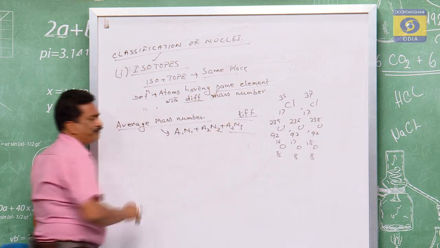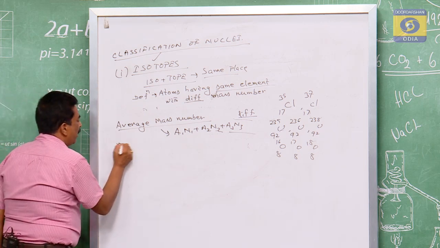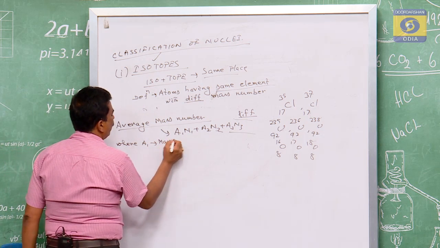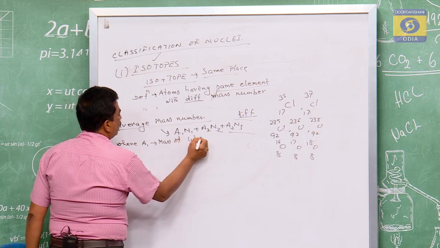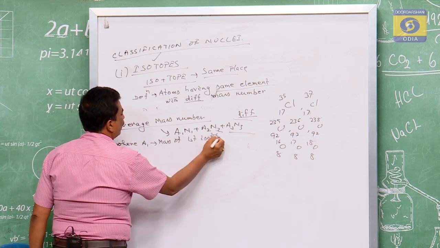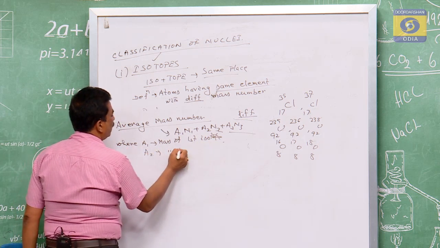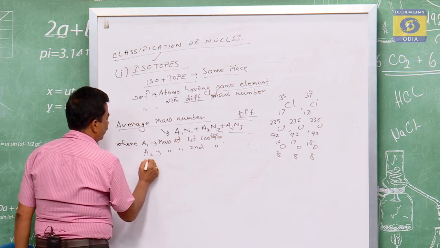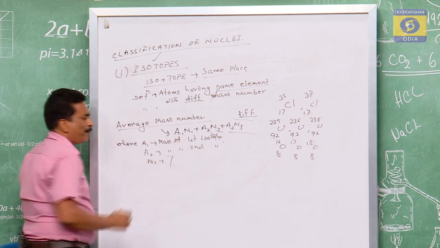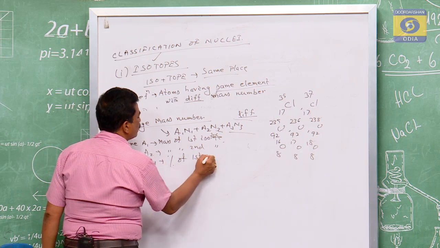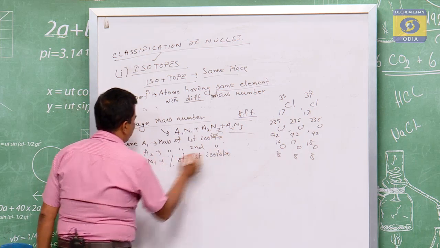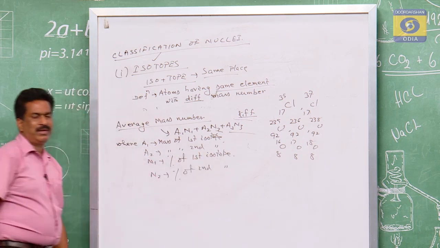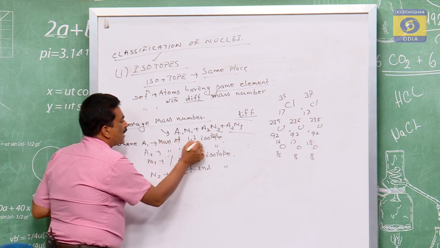A1N1 plus A2N2 plus A3N3, and so on. That is the average you have to take, where A1 is the mass of the first isotope, A2 is the mass of the second isotope, N1 is the percentage of the first isotope, and N2 is the percentage of the second isotope. Go through this clearly. A1 is the mass of the first isotope.